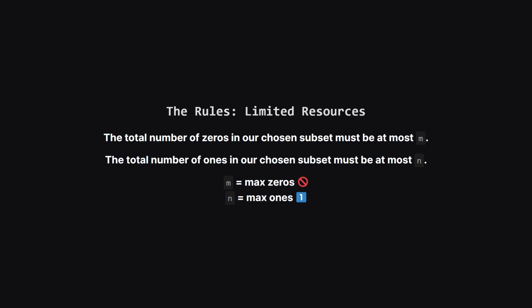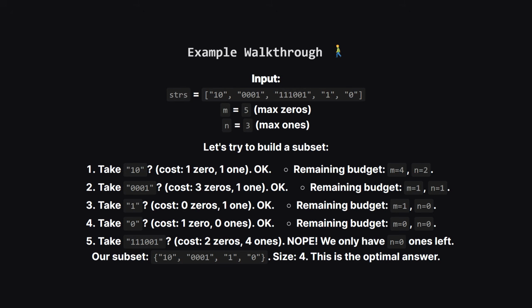Think of m and n as our budgets. We have a budget of m zeros and n ones. When we pick strings to add to our subset, we have to spend our zeros and ones. The total number of zeros from all the strings we pick can't go over m, and the total number of ones can't go over n. Let's walk through the first example.